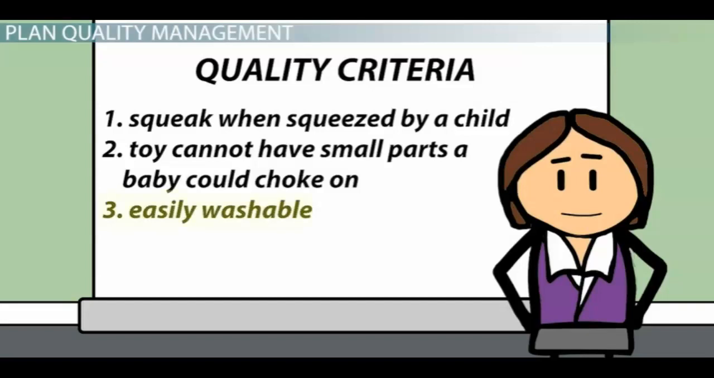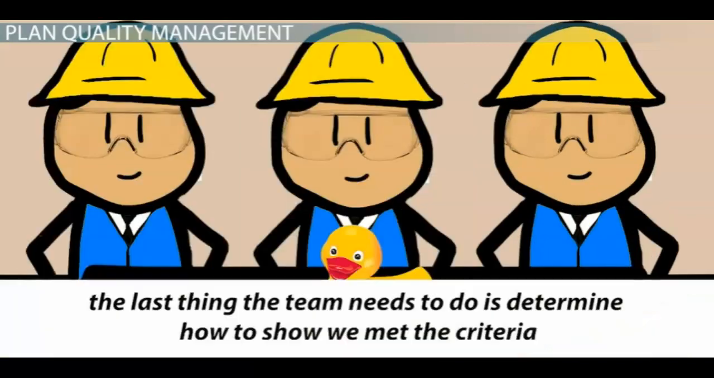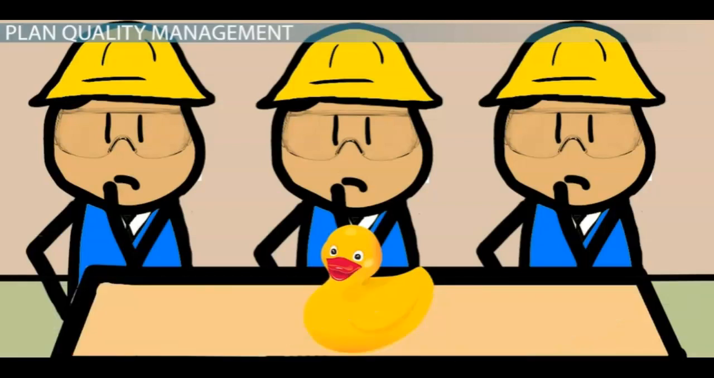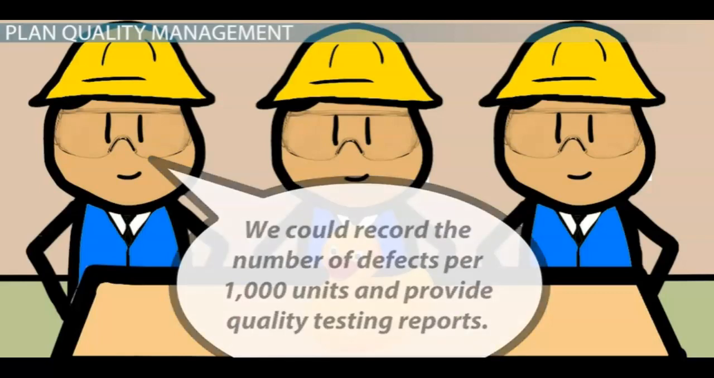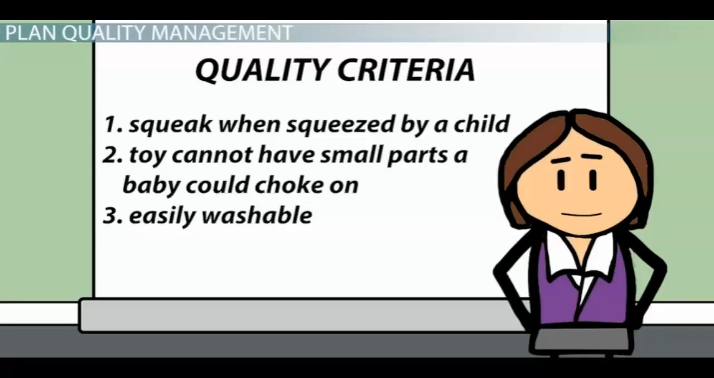The third criteria is that the toy must be washable. We want to be sure the toy can be washed without showing significant wear. The metric would be that it can go through 100 wash and dry cycles and still look good. The last thing the team needs to do is determine how to show we met the criteria. The team suggests recording the number of defects per 1,000 units and providing quality testing reports. Your team now has what they need for the quality management plan. You identified quality criteria, determined the metrics, and can provide proof the criteria was met.